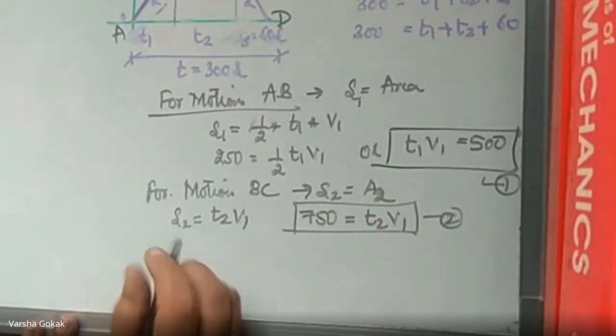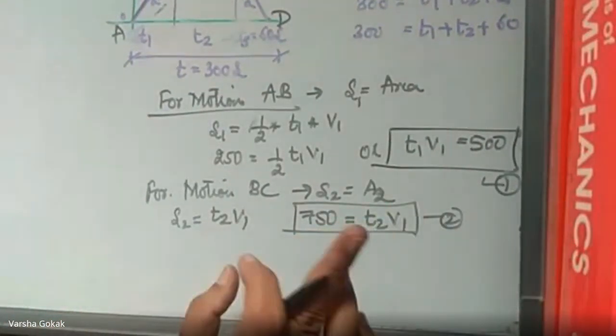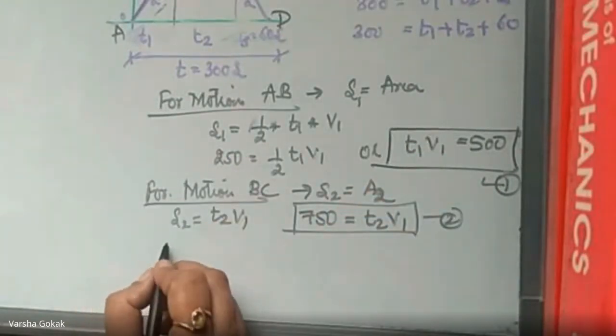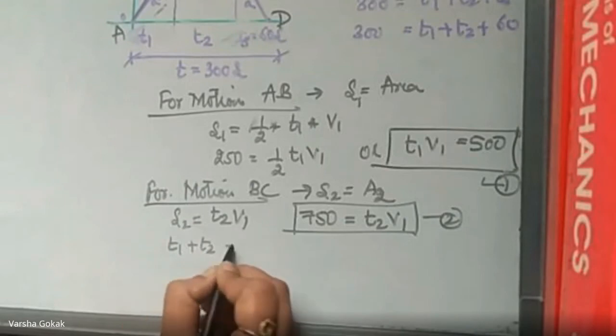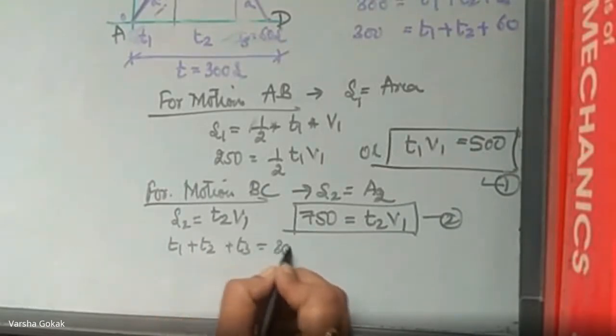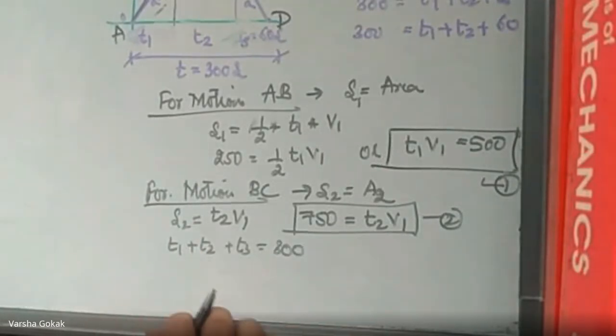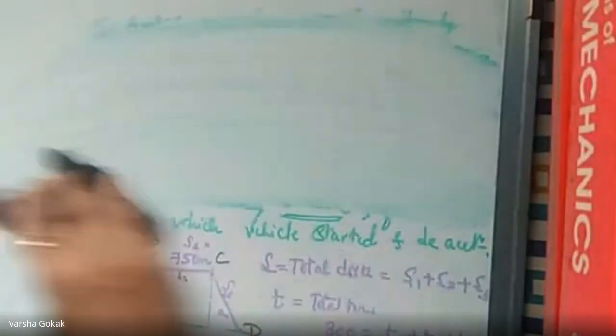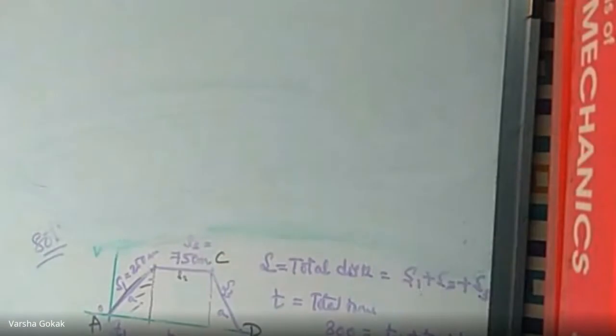Next, I'll go ahead with these two. I'll not go to the next motion. I know that T1 plus T2 plus T3 is 300 seconds, right? I'll use the top because I need space. I hope you all have noted down the question. If not, I'll be circulating these notes.